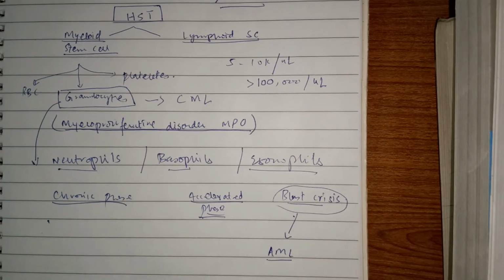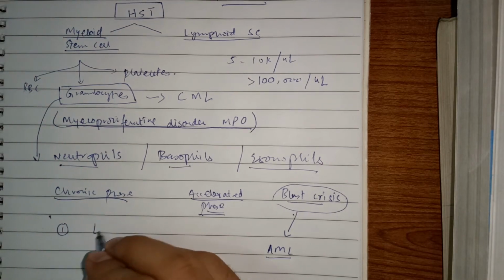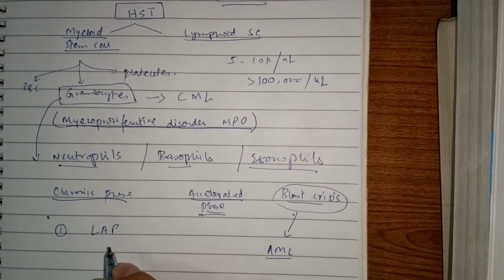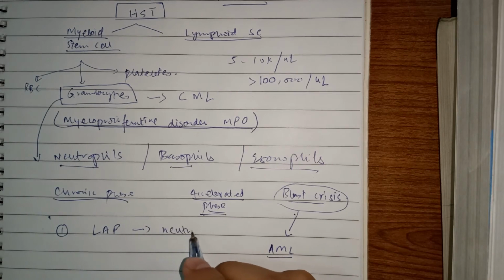So in CML, we have increase in the number of white blood cells, whereas in leukemoid reaction, there is also increase in white blood cells. So how will we differentiate between CML and leukemoid reaction? There are three important points which you need to remember. Number one is LAP. LAP is leukocyte alkaline phosphatase enzyme that is present in the neutrophils.